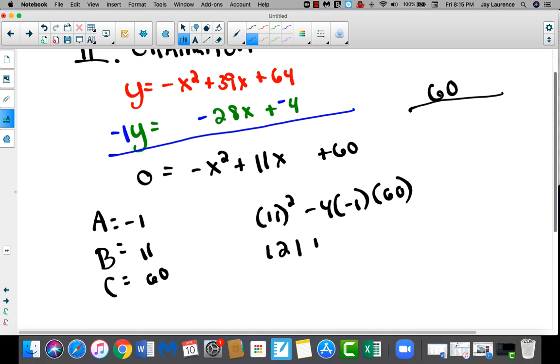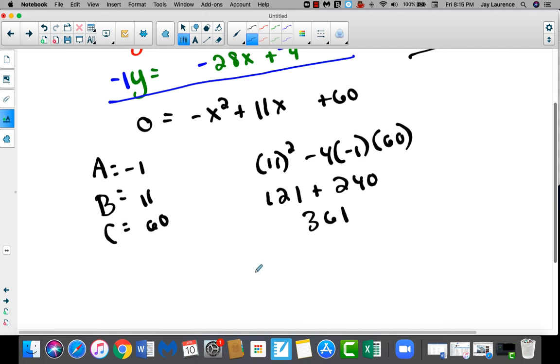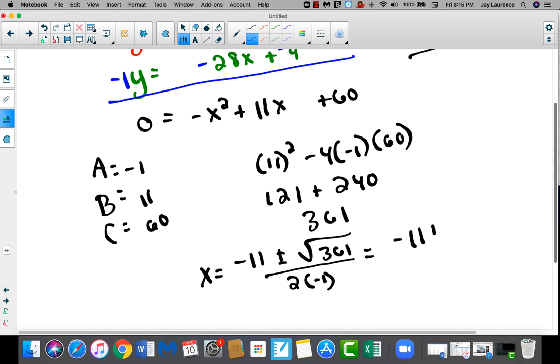So it's going to be 121 plus 240, right? And if I add those together, what do I get? 361? Yeah, that's 19 squared, isn't it? Yes, it is. It's 19 squared. Okay, so x is going to equal -b plus or minus the square root of the discriminant all over 2a, which simplified is going to be -11 plus or minus 19 over -2. So x is going to equal -11 plus 19 is going to be 8 divided by -2 is going to be -4, and then -11 minus 19 is -30 divided by -2 is going to be +15.